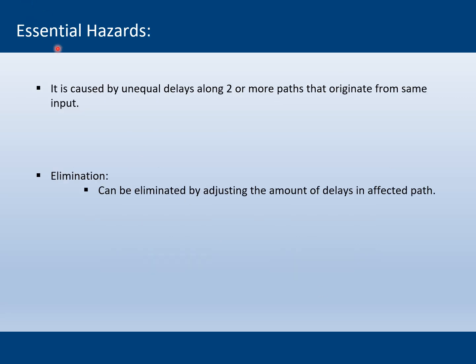Right. The last one is essential hazards. It is caused by unequal delays along 2 or more paths that originate from the same input. How can it be eliminated? It can be eliminated by adjusting the amount of delays in the affected path.